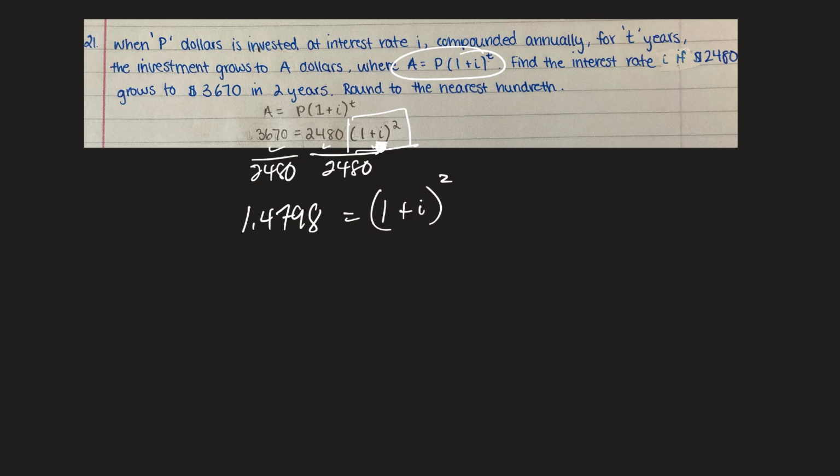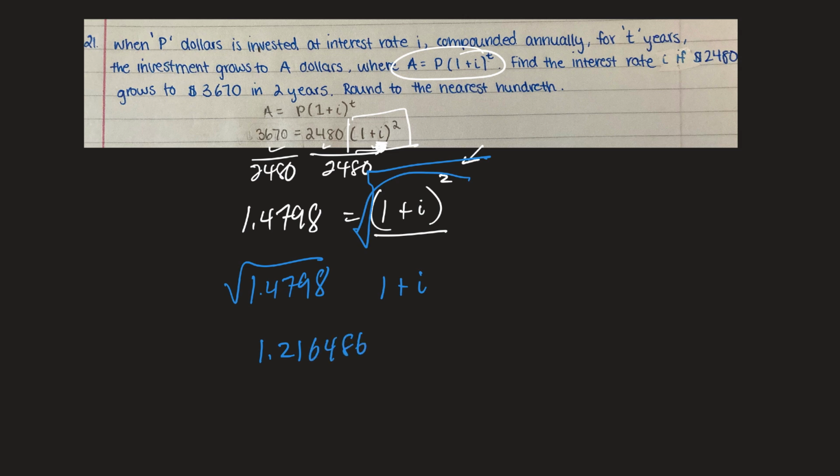So now that I've isolated this, I can get rid of the square by square rooting things. So if I square root this side, that cancels, leaving me with 1 plus I. But then I have to square root the other side, 1.4798, etc. So with that in my calculator, I'm going to take the square root of it. And that comes out to 1.216486 is equal to 1 plus I.